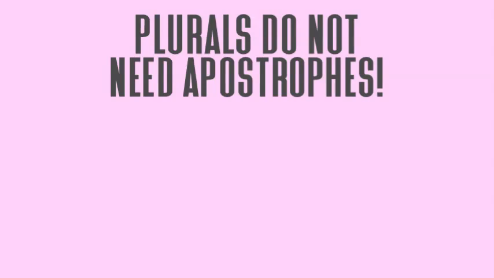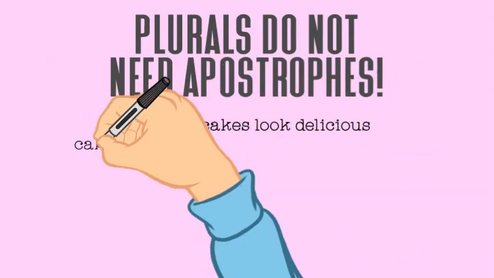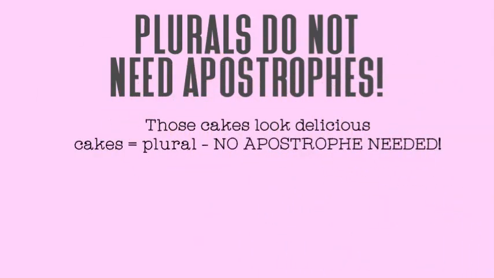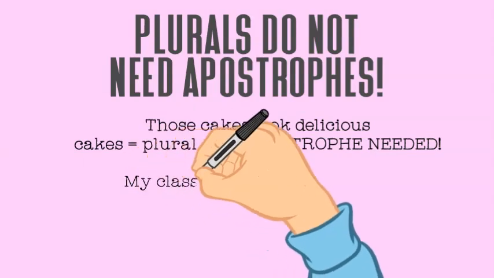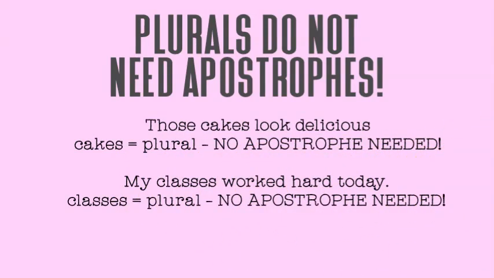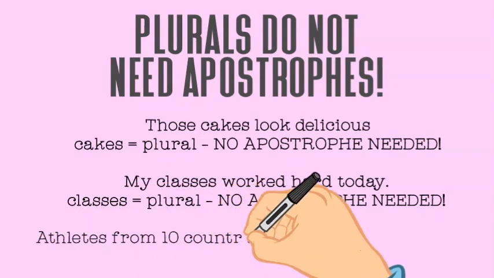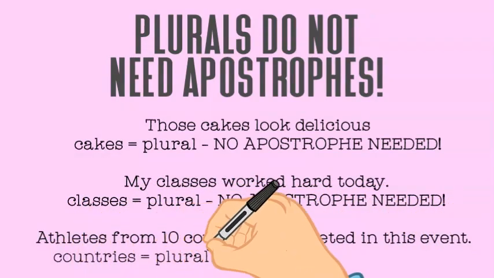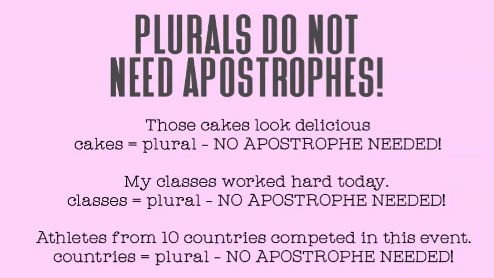Let's look at the following examples. 1. Those cakes look delicious. We've added the suffix s to cake. 2. My classes all worked hard today. We've added the suffix es to class. 3. Athletes from 10 countries competed in this event. We've swapped y for the suffix ies in that example. When using a plural, you never ever use an apostrophe.